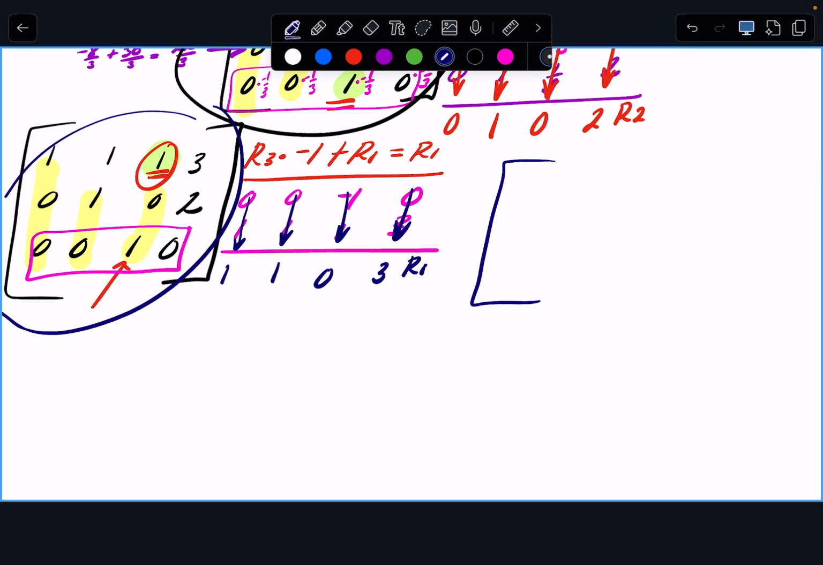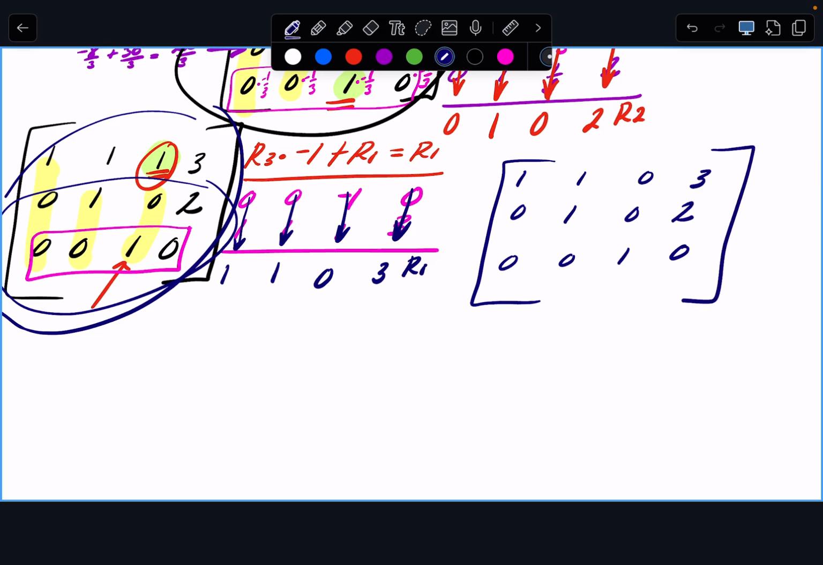So it's this, but with a new row 1: 1, 1, 1, 0, 3. Row 2 and 3 didn't change: 0, 1, 0, 2 and 0, 0, 1, 0. We got a 1 here, 0 below. 1 here, 0 below. 1, 0's above. Now all we need is a 0 right there. And we always use the 1 from the diagonal to get the 0.